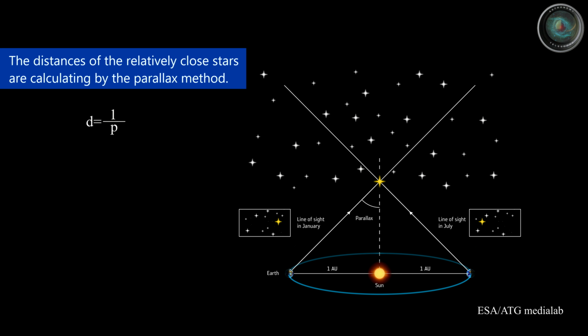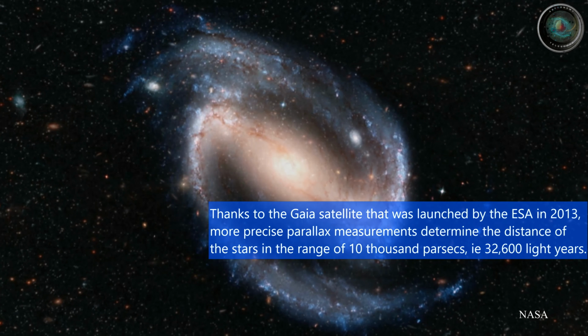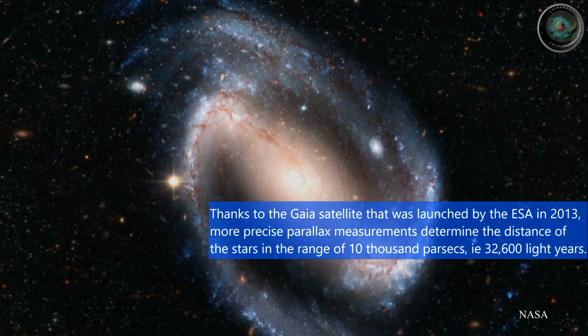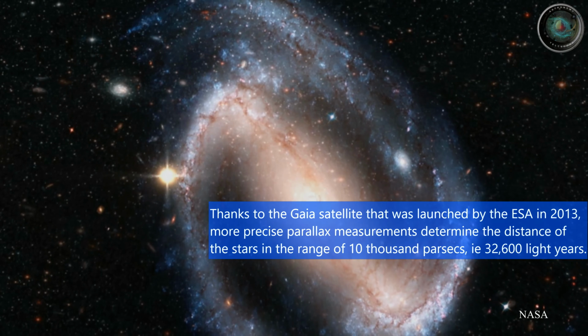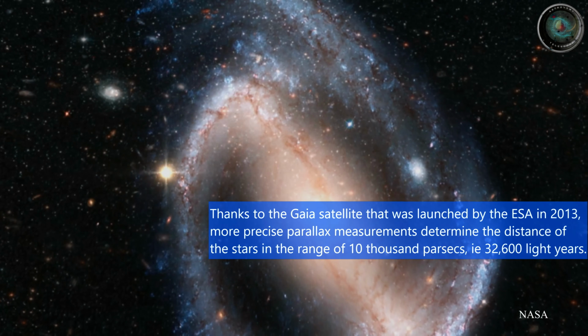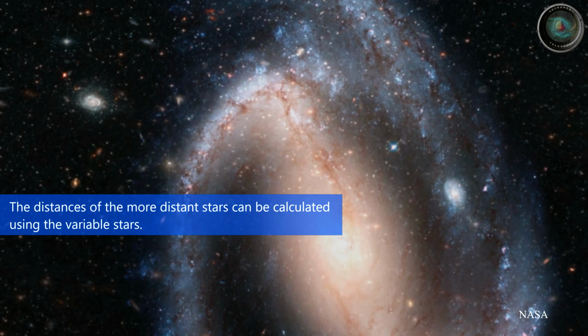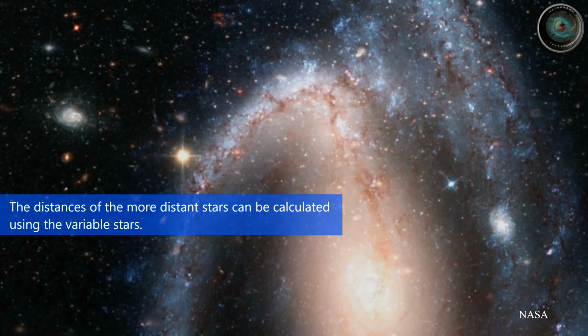The distances of the relatively close stars are calculated by the parallax method. Thanks to the Gaia satellite that was launched by the ESA in 2013, more precise parallax measurements determine the distance of the stars in the range of 10,000 parsecs, i.e. 32,600 light-years. The distances of the more distant stars can be calculated using the variable stars.